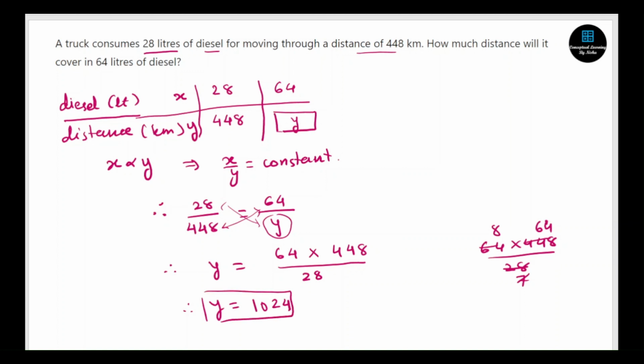So you have to write your final answer. It will cover, the truck will cover 1024 kilometer. Alright. Perfect.